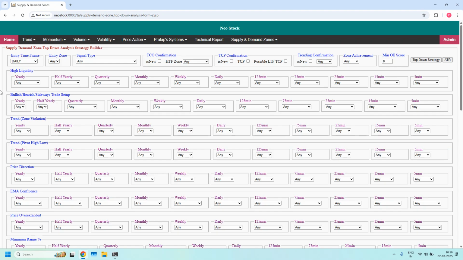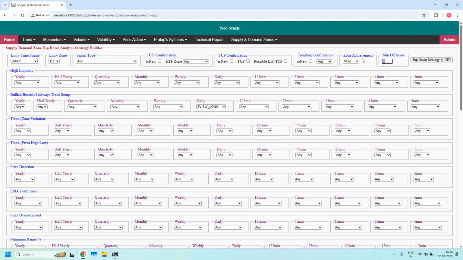Starting with monthly income trade, sideways long trade setup, entry time frame daily, entry zone, demand zone, bullish or bearish or sideways trade setup at entry time frame daily. I am selecting sideways long, and the zone achievement should be violated opposing zone.